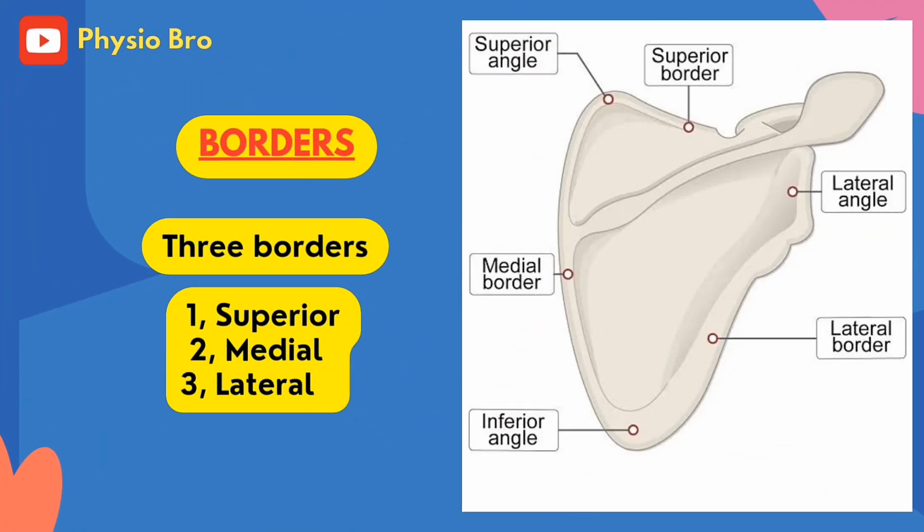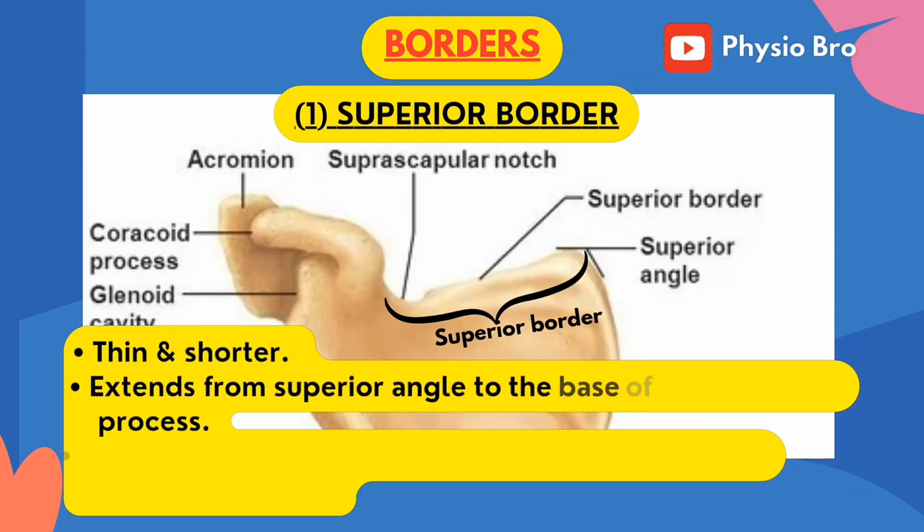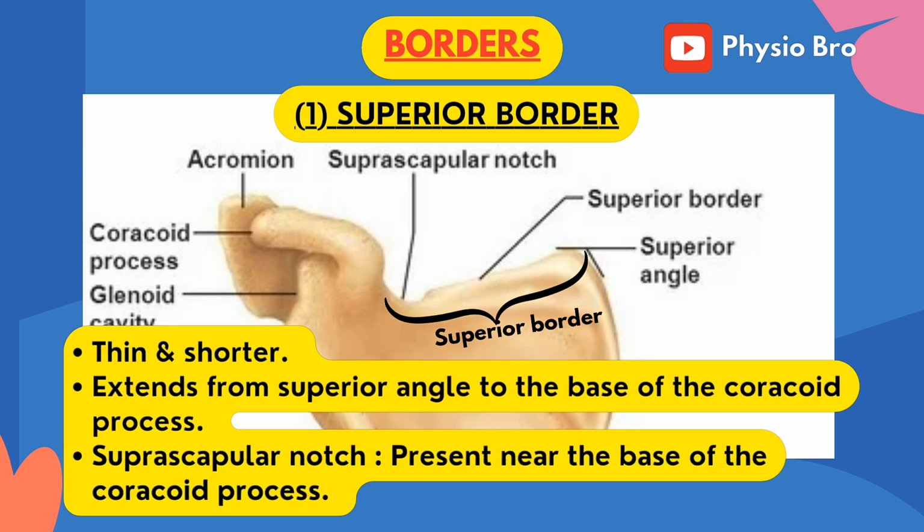Borders. The scapula has 3 borders: superior border, medial border and lateral border. Superior border. The superior border is thin and shorter. It extends from the superior angle of the scapula to the base of the coracoid process. The suprascapular notch is present near the base of the coracoid process.